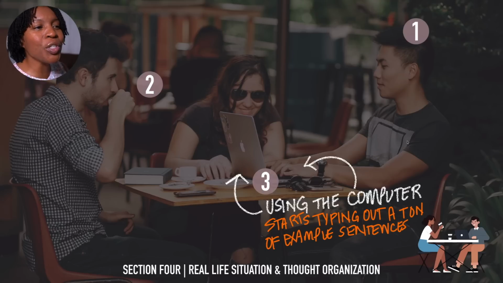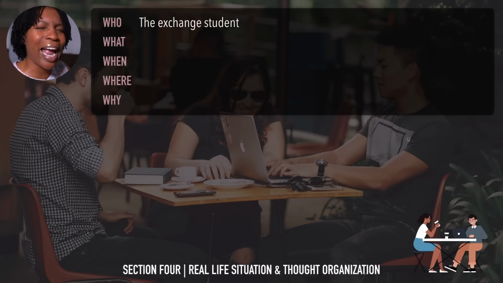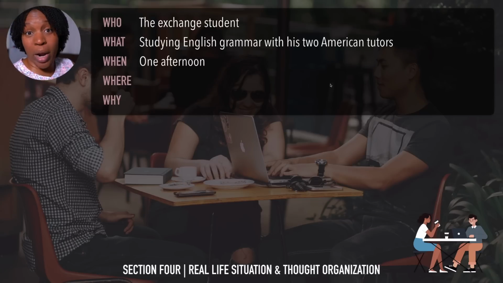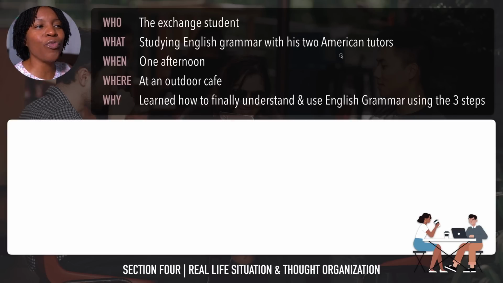So now how can we turn this into a really good answer or description of the situation? So for who? I'd say the exchange student. For what? Studying English grammar with his 2 American tutors. When? One afternoon. Where? At an outdoor cafe. Why? He learned how to finally understand and use English grammar using the 3 steps.